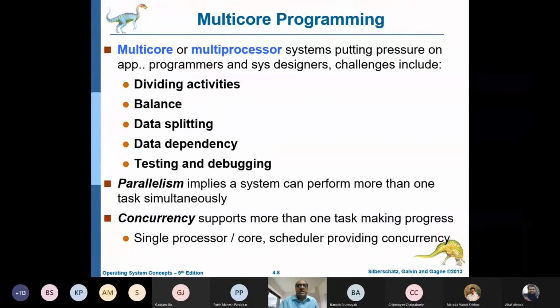But for doing that, the process or the program should be in a multi-threaded fashion. That means the program has to be designed and written in a multi-threaded way. To create a multi-threaded process, application programmers need to face the following challenges.